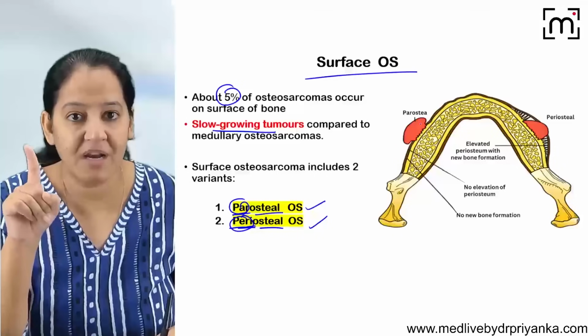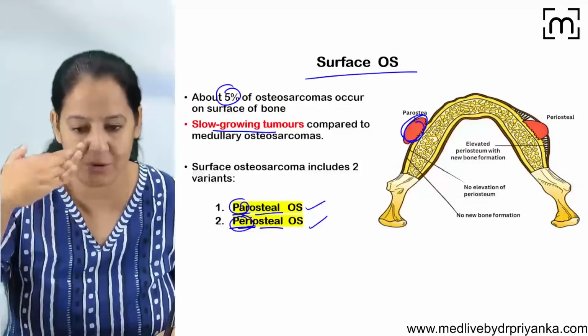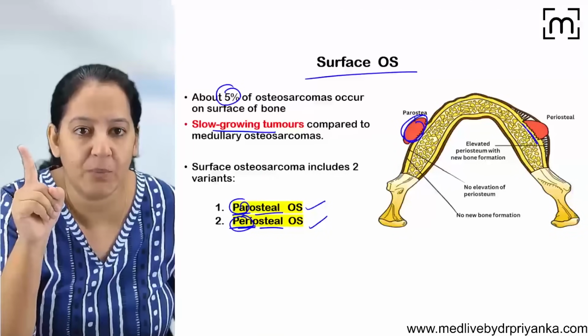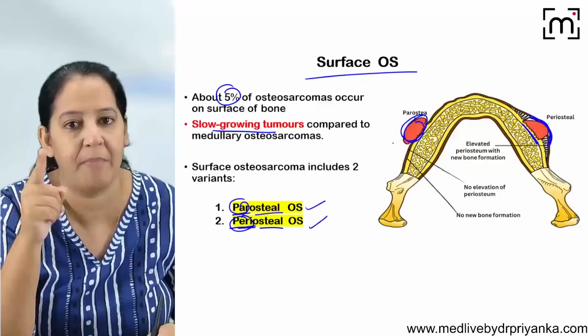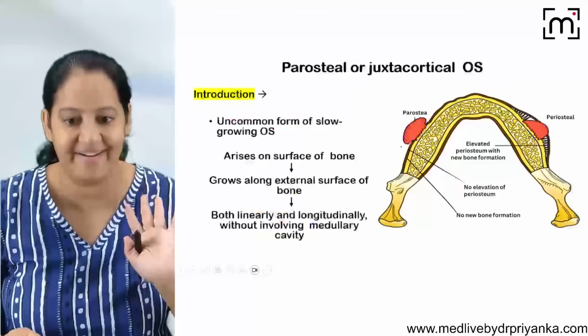So the parosteal arises outer to the cortex. It grows longitudinally also, laterally also, but outer to the cortex. Periosteal is between the cortex and the periosteum. Parosteal is outer to the periosteum also. Okay, so that is the difference. You can see it very clearly in the diagram.